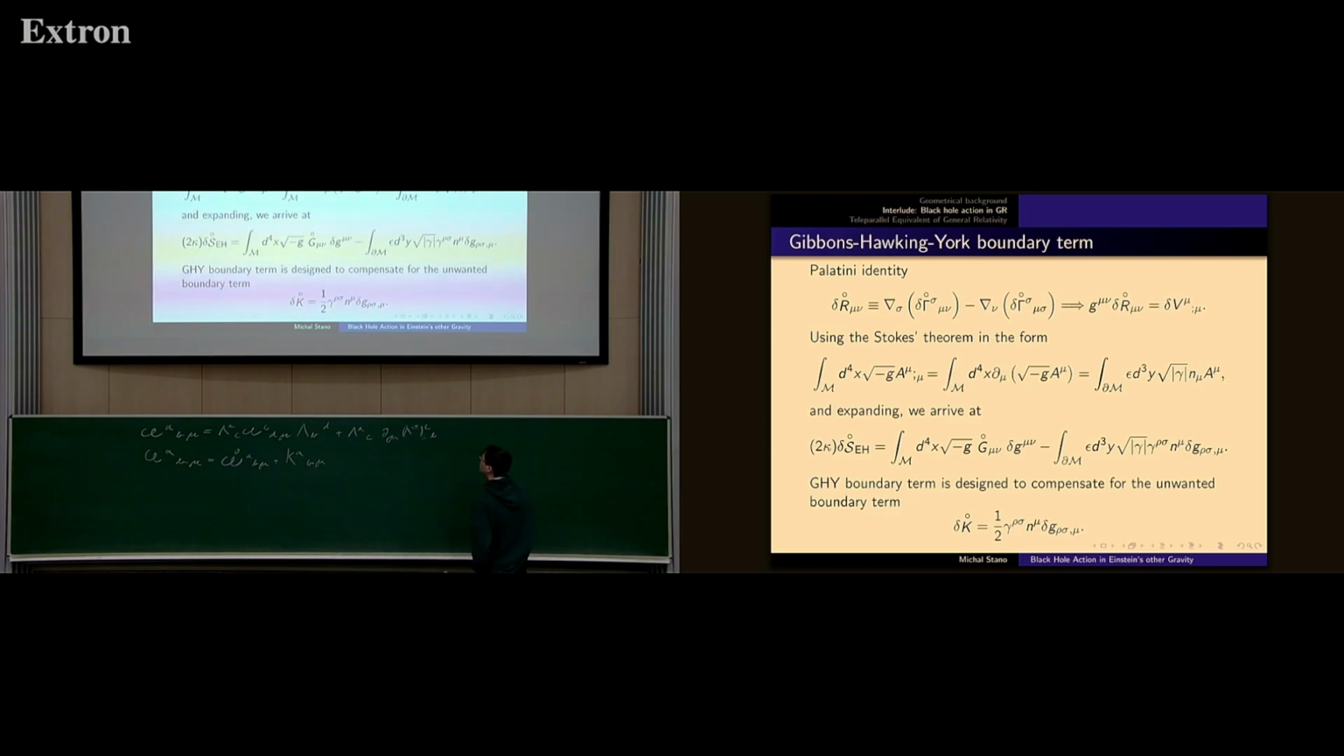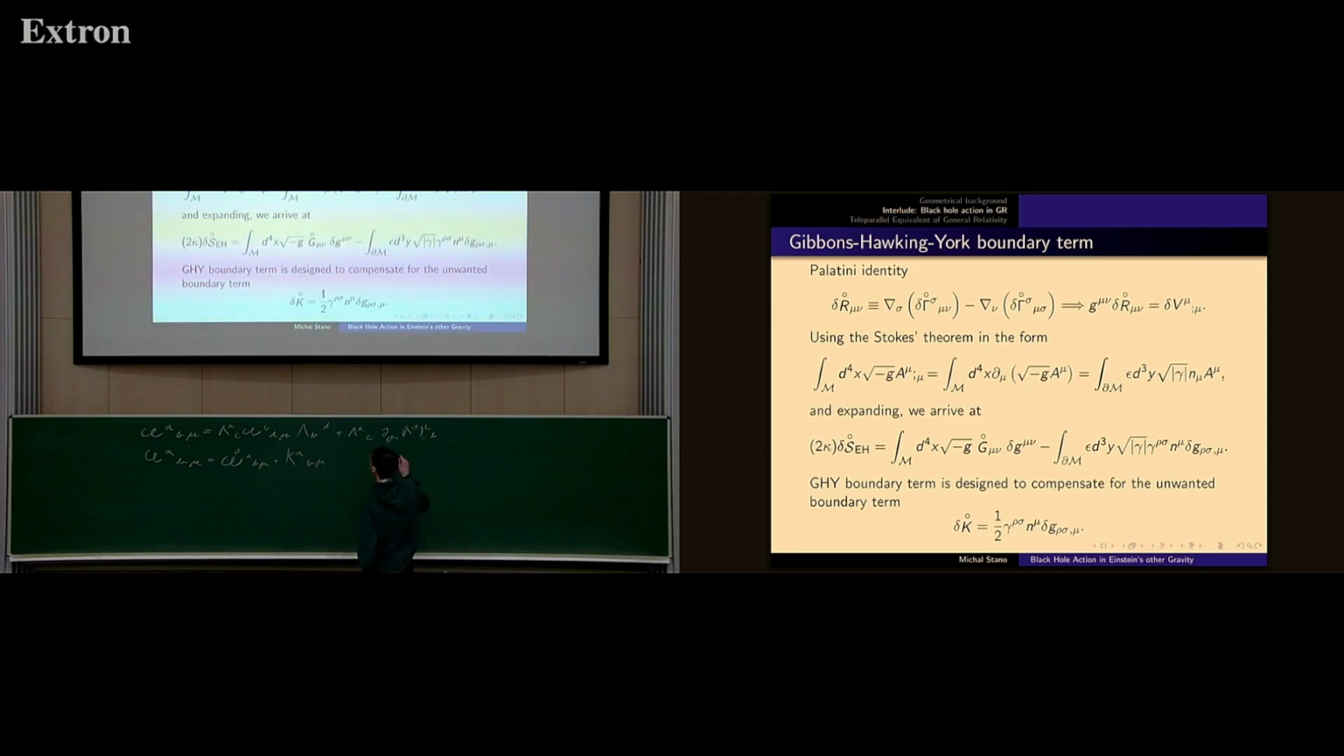So usually what we do is that we use what is called the Palatini identity, which allows us to transform the variation of the Ricci tensor into a total divergence term. And once we see a total divergence term, we automatically want to transform it into a total derivative term by this very useful formula, prescription. And then we use the Stokes theorem to transform this total derivative term into a boundary term.